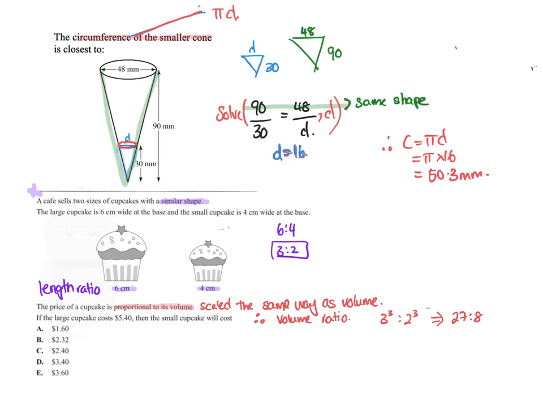So then what we can do is you can use that. You can say 27 over 8 must equal the same as if you divided the prices. So that's what we say when it's proportional. So the big cupcake was $5.40, and we want to know the smaller cupcake's price. So then you can just solve for x, and we get x to be $1.60. And there's that answer.